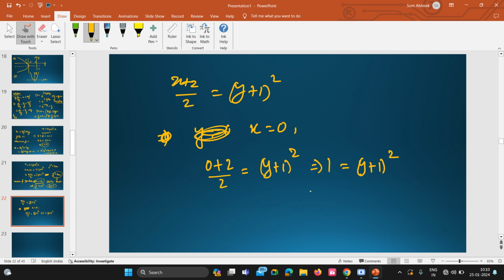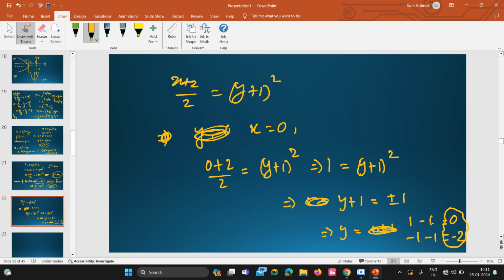Okay, so how many values will I get from here? Like y plus 1 will be plus or minus 1, isn't it? Because it will be a root over here. So y is equal to 1 minus 1 and minus 1 minus 1, that will be 0 and minus 2. Okay, so these will be the 2 points where the parabola will cut the y-axis.